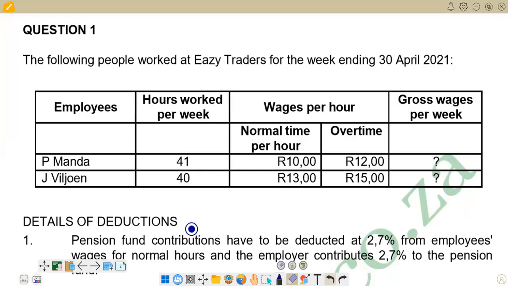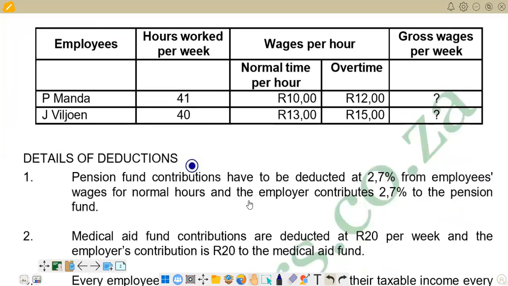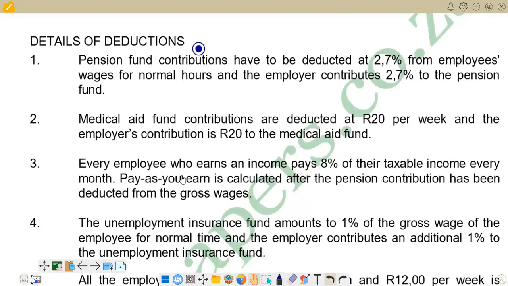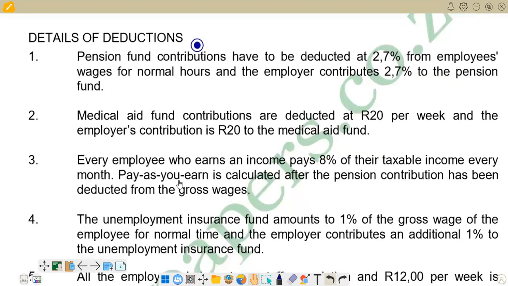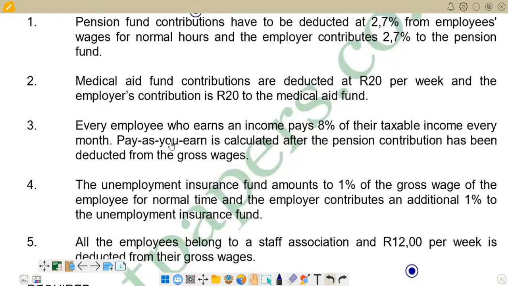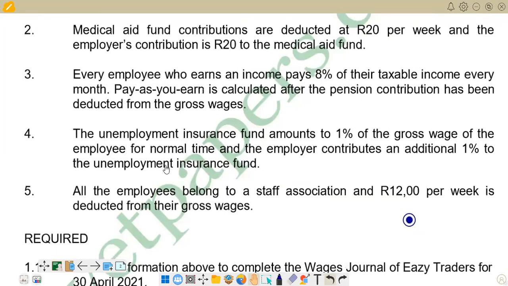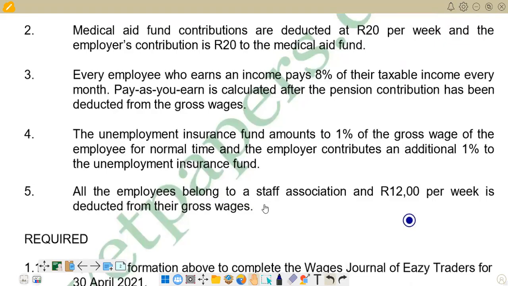So we can just go through the additional information that we have. In the first part, they are telling us how to calculate pension fund contributions. Then on item 2, we've got medical aid fund contributions. Then we also have pay as you earn on item 3, unemployment insurance fund on item 4, and lastly something about the staff association. So that's what we have.